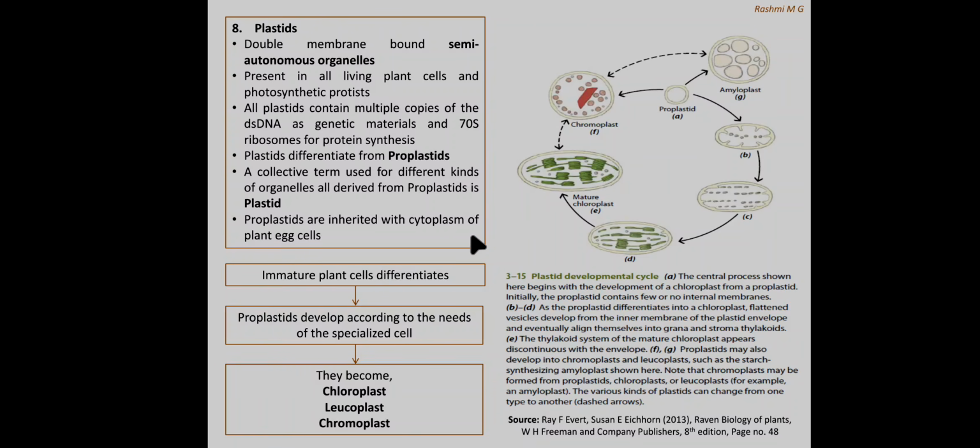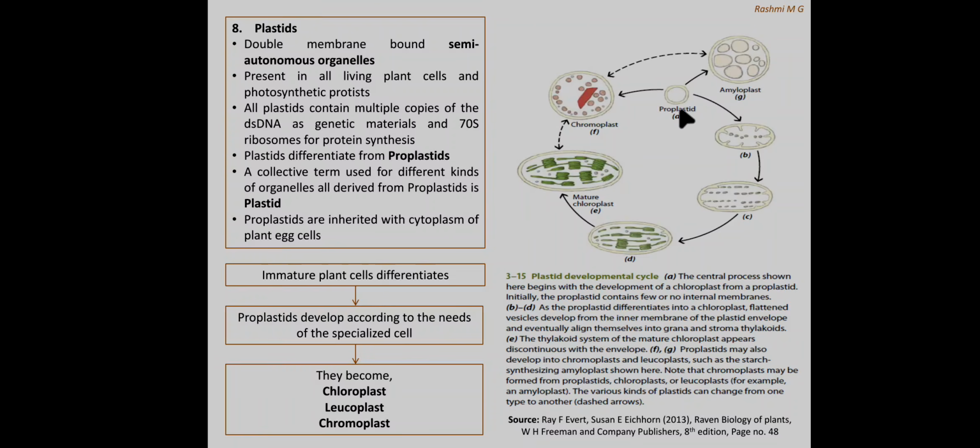Proplastids are inherited with the cytoplasm of the plant egg cell. Immature plant cells differentiate and proplastids develop according to the need of the specialized cells. They become chloroplast, leucoplast, chromoplast. See here, the proplastid is a progenitor and can become chromoplast, chloroplast or leucoplast. Amyloplast is a type of leucoplast. So the proplastid can become leucoplast, chromoplast or chloroplast based on the need of the specialized cell.